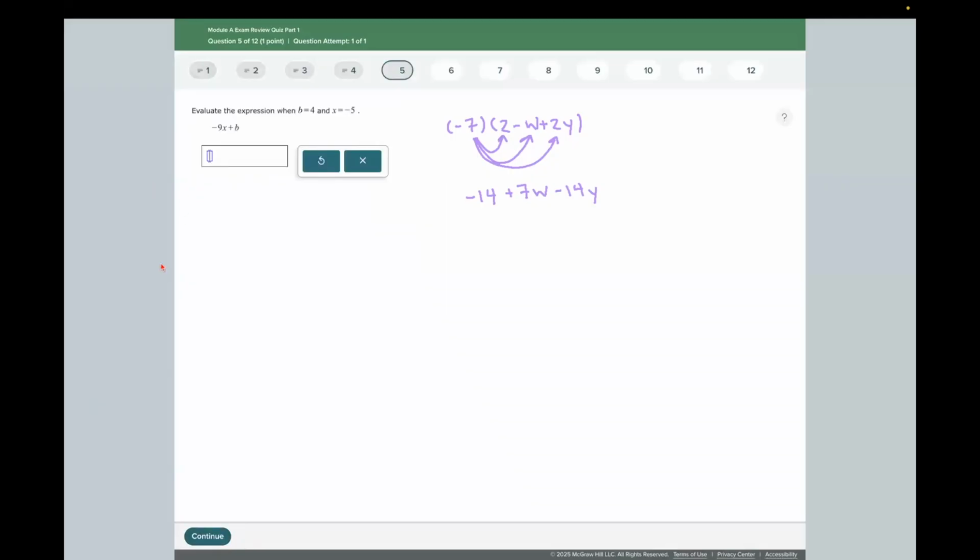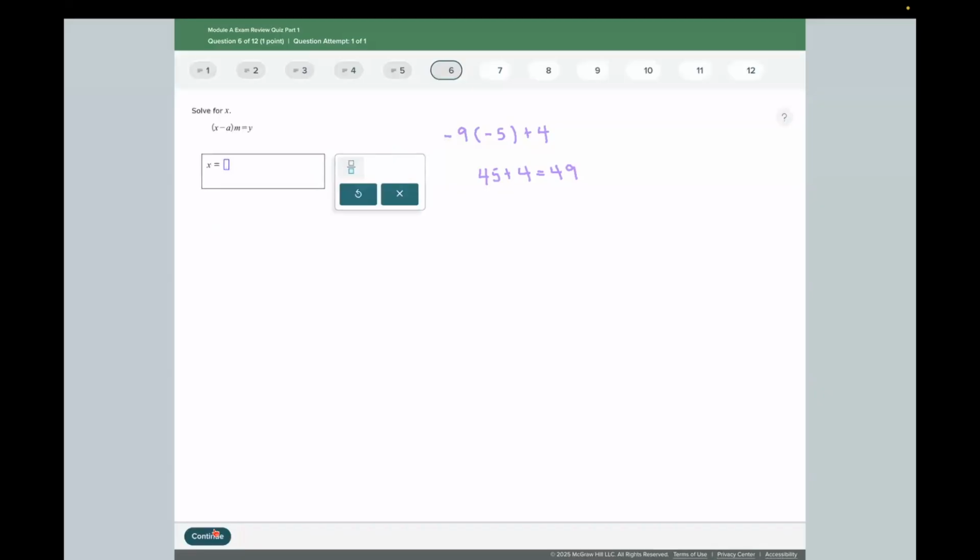All right, this one, we're evaluating an expression for certain values of b and x. So we have -9 times, and x is -5, so -5 plus 4, which is b. Minus times minus is positive, and 9 times 5 is 45. So this is 45 plus 4, so we get 49. Go ahead and type that in. Let's keep going.